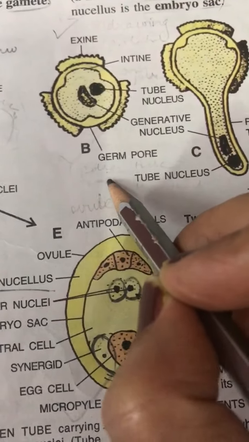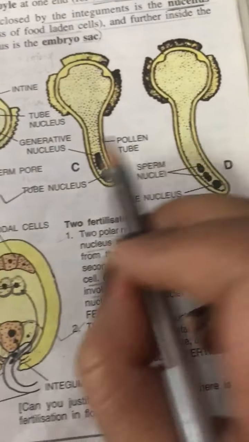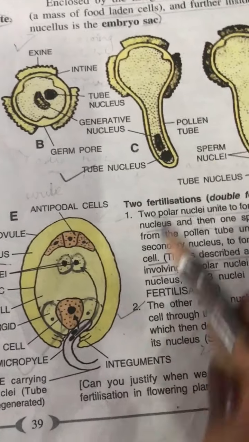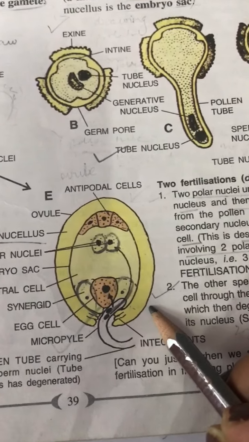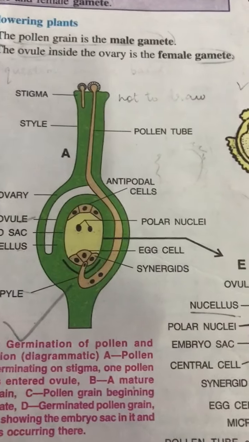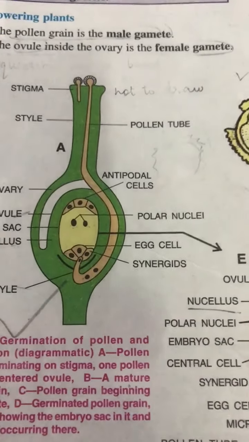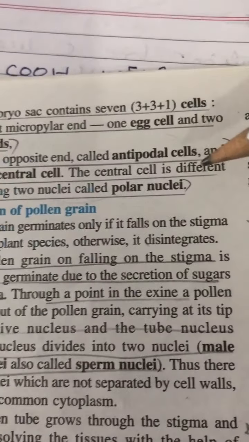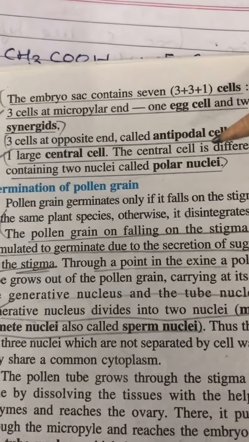You have to learn and even draw diagrams of different stages of germination of pollen, diagram of LS of ovule, and the diagram showing the process of fertilization, and also learn the fate of fertilization, which is mentioned here, that what all would change into which part.